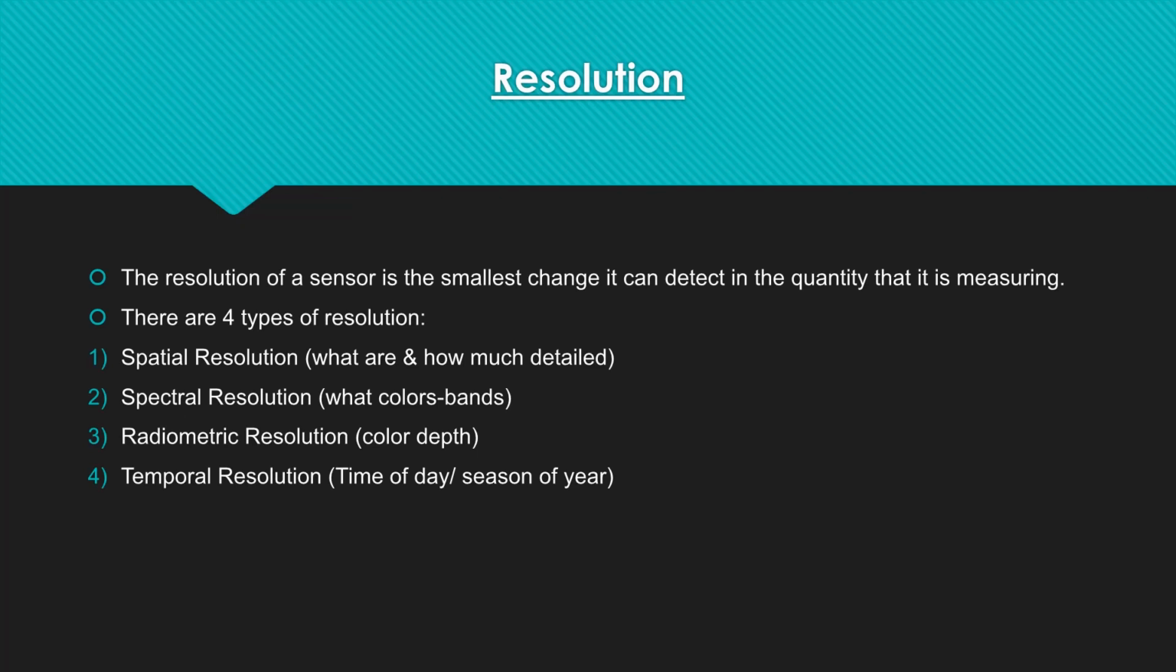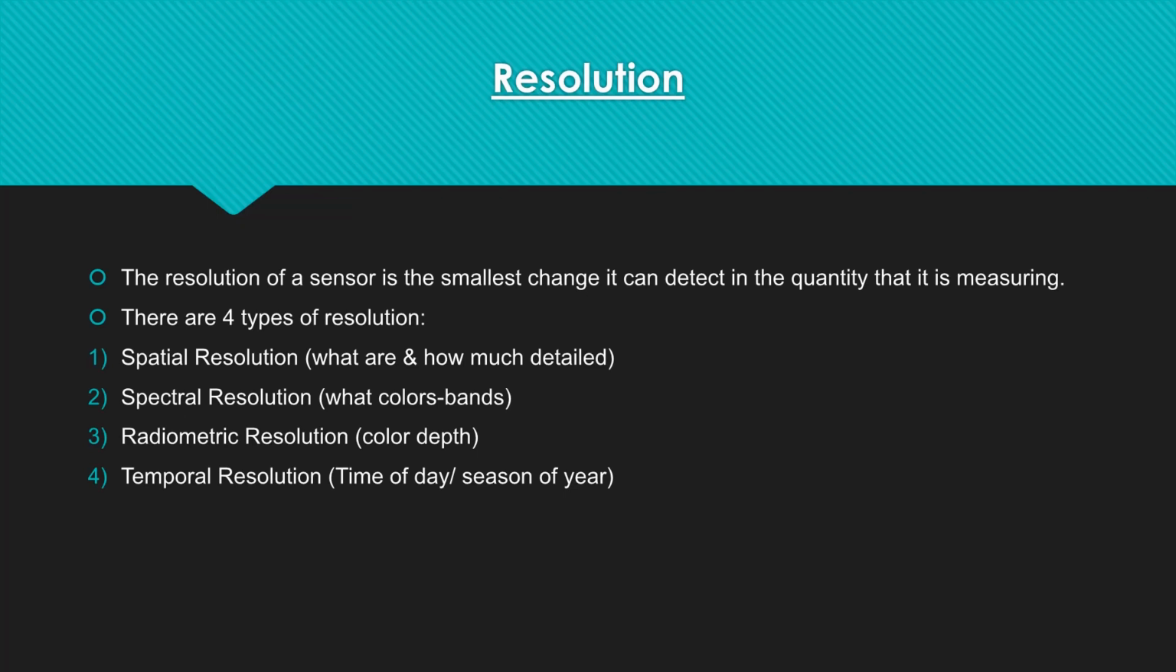First of all, it is necessary to understand what resolution is. The resolution of a sensor is basically the smallest change that the sensor can detect in the quantity that it is measuring. To simplify this, we can understand resolution as the capability of a sensor to distinguish any slight change that is happening in the reflectance or in the visibility of any particular object or phenomena that is being captured by the sensor.